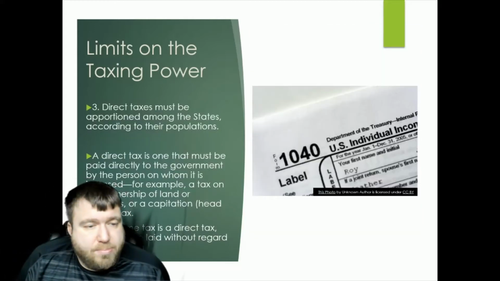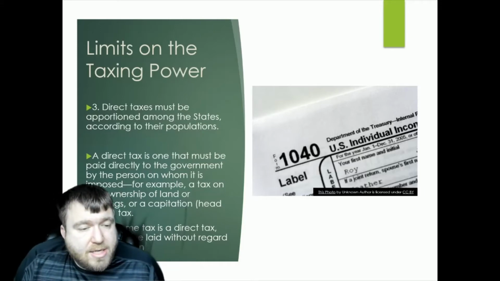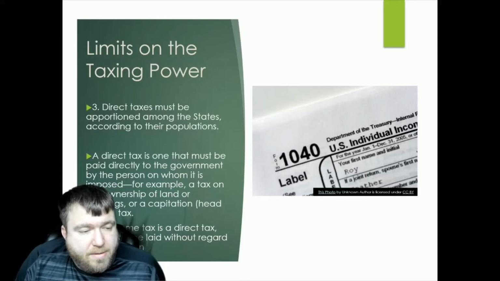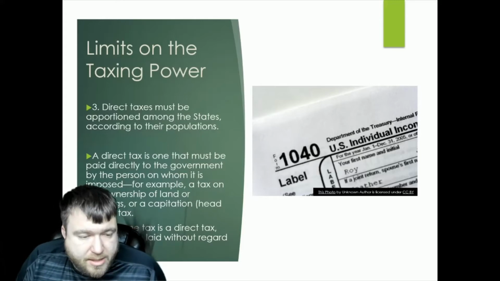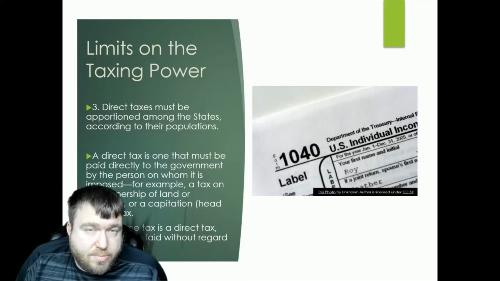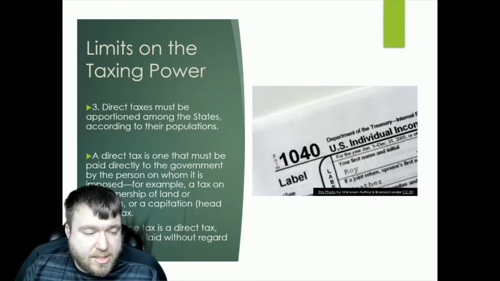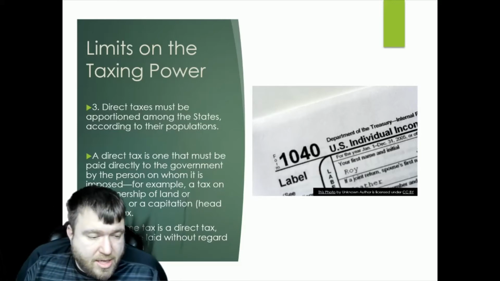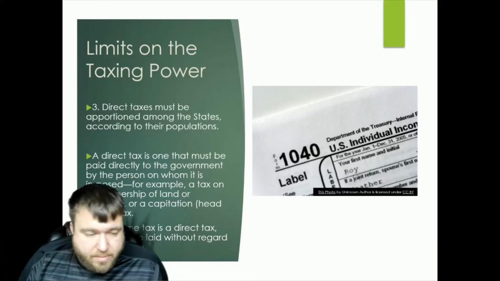3. Direct taxes must be apportioned among the states according to their populations. A direct tax is one that must be paid directly to the government by the person on whom it is imposed. For example, a tax on the ownership of land or buildings, or a capitation, head or poll tax. Those are direct taxes because you pay that directly to the government yourself. An income tax is a direct tax, but it may be laid without regard to population. So, income tax, while it is a direct tax, it is scaled based on your income.